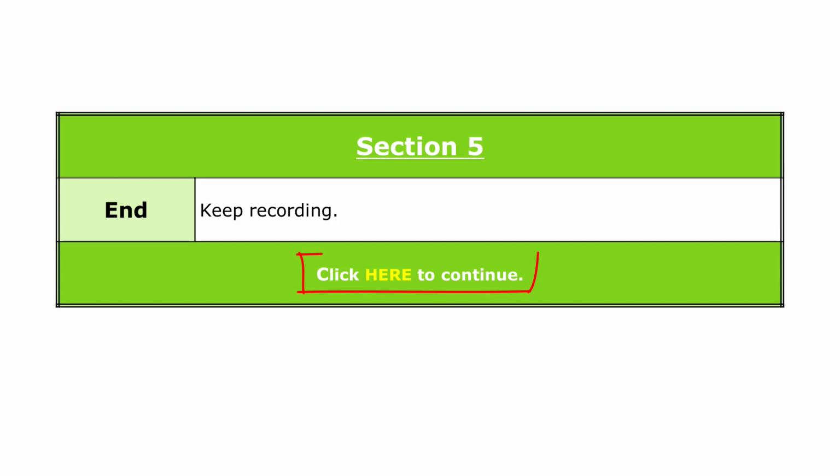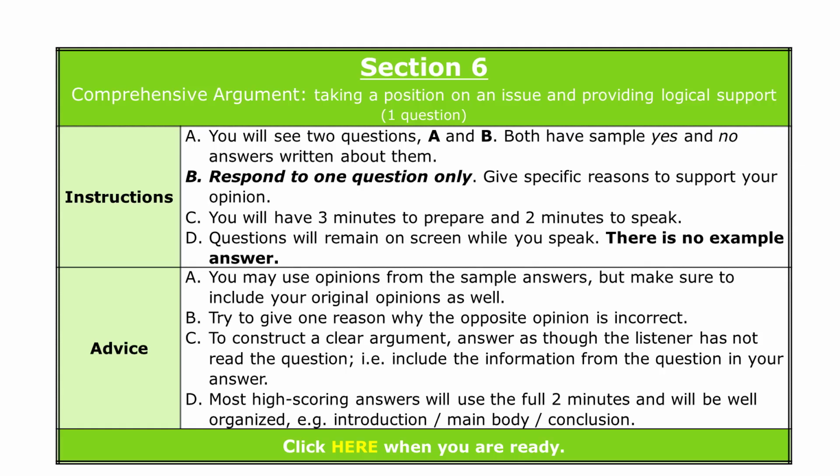This is the end of Section 5. Section 6. Comprehensive Argument. Taking a position on an issue and providing logical support. You will see two questions, A and B. Both have sample yes and no answers written about them. Respond to one question only. Give specific reasons to support your opinion. You will have 3 minutes to prepare and 2 minutes to speak. Questions will remain on screen while you speak. There is no example answer.